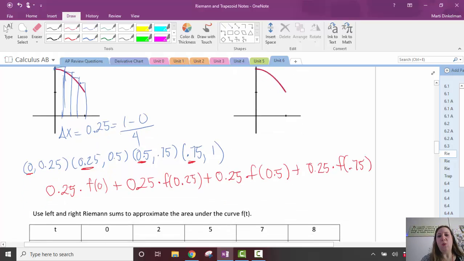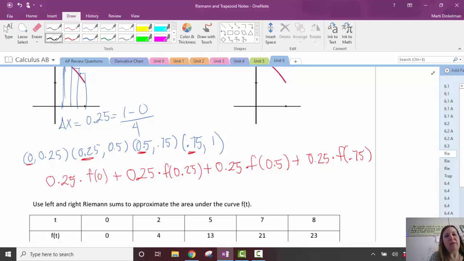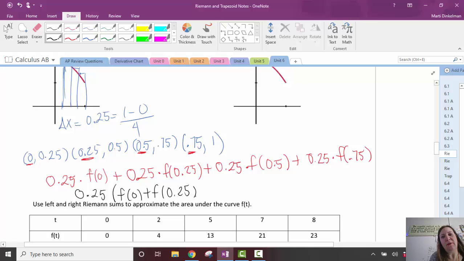Okay, so here's the shortcut. Since they're all going by 0.25s, I could factor that out and then multiply the heights each time, which is what I think I will do on the calculator. We're going to continue to add all of the y coordinates here, and like I said, I'm going to do this on the calculator. Looks like a lot of mess.